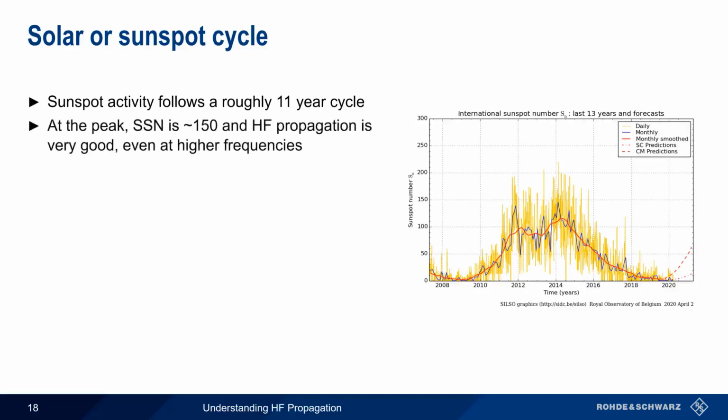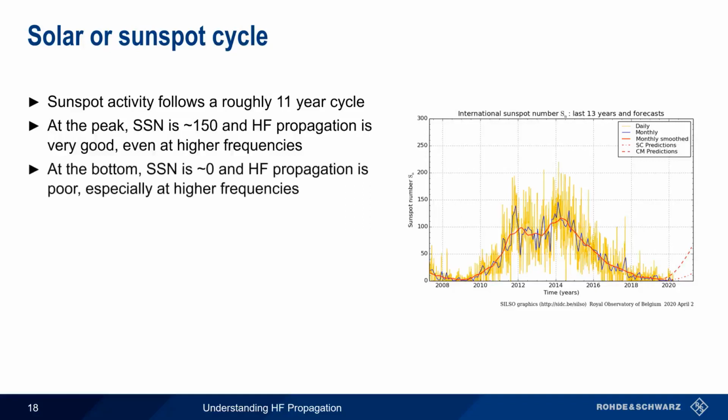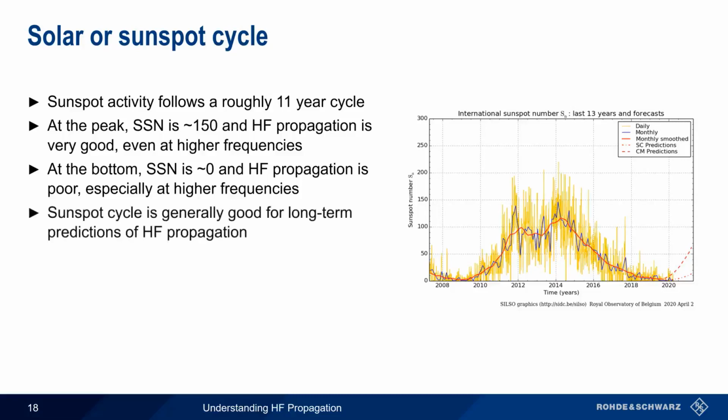Generally speaking, sunspot numbers are usually around 150 at the peak of a cycle, during which time HF propagation is very good on most frequencies, including higher frequencies. At the bottom or trough of the sunspot cycle, sunspot numbers are close to 0, meaning much poorer HF propagation. Given the period of the sunspot cycle, it should be clear that the sunspot cycle is only good for predicting long-term HF propagation, that is, in terms of years, and over this time period it is fairly reliable.